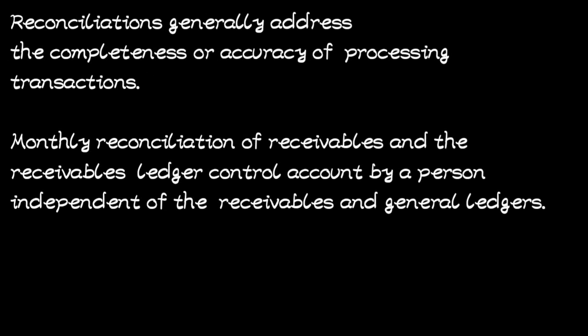So reconciliations address the completeness or accuracy of processing of transactions, because if you reconcile, you are able to see if something is complete or incomplete. Then you'll be able to see if something is accurate or inaccurate. An example of reconciliation is the monthly reconciliation of receivables. You can compare the receivables ledger control account, by a person independent of the receivables, with the general ledger to see if they are really matching. If there is any difference, then that difference is investigated.